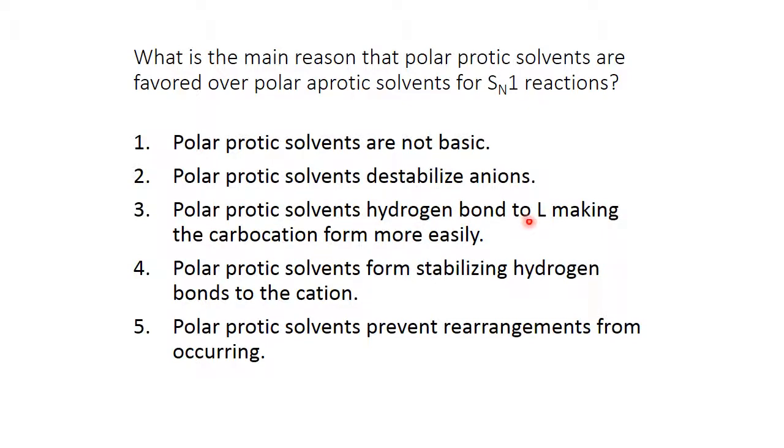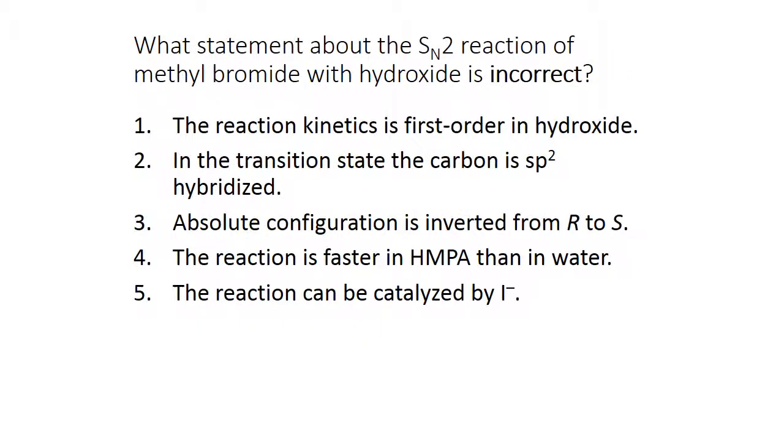What's the key point? Polar protic solvents hydrogen bond to the leaving group, stabilizing that anion so that the carbocation can form more easily. And then the polar part stabilizes the carbocation. But the proton hydrogen bonds to the leaving group.